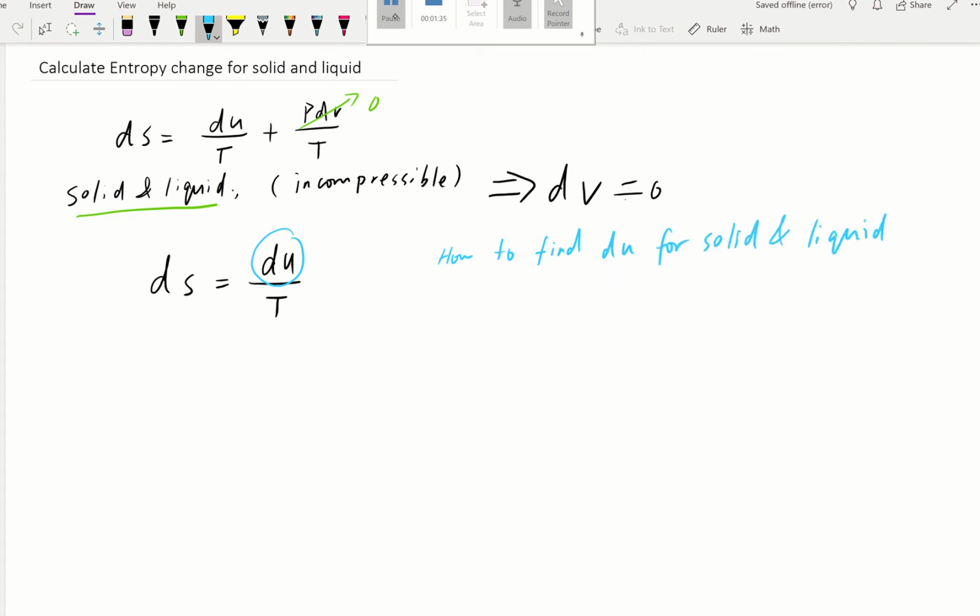Because we have done finding du for ideal gas. We talked about du is equal to Cv dT, right? If it's dh, that's going to be equal to Cp dT, but this is for ideal gas. However, for solid and liquid, Cv and Cp are the same. So to answer that, our du for solid and liquid is equal to C dT.